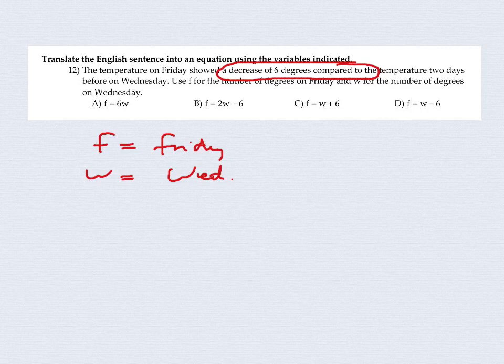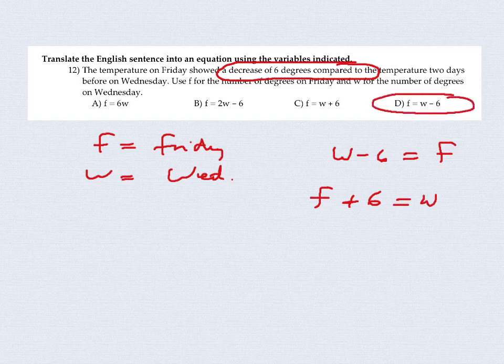Or you can say Wednesday's temperature minus 6 is equal to Friday's temperature. So if you want to do it that way, you could say whatever the temperature was on Wednesday, take away 6, that could equal Friday's temperature. You could say Friday's temperature plus 6 degrees, that could equal Wednesday's temperature. That isn't a choice, but it could have certainly been a choice. D is the only one there that I see that is correct.